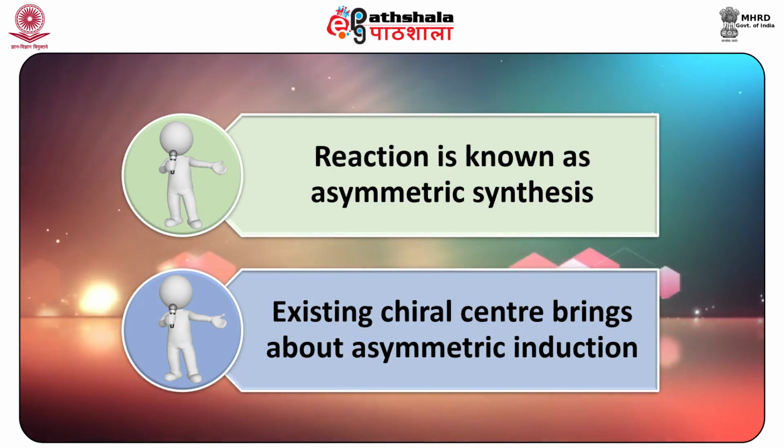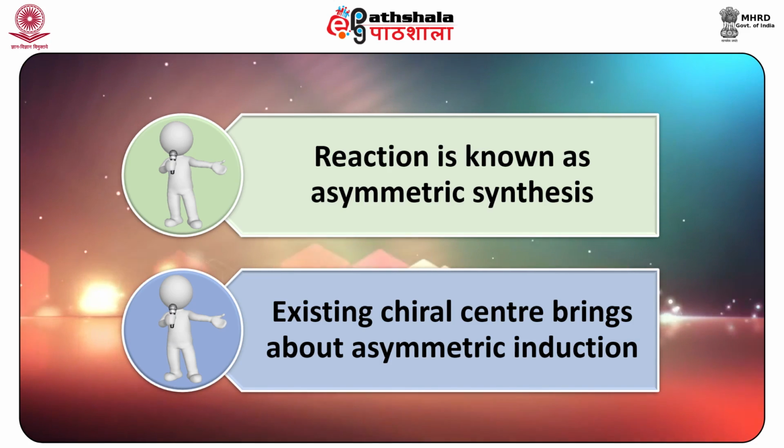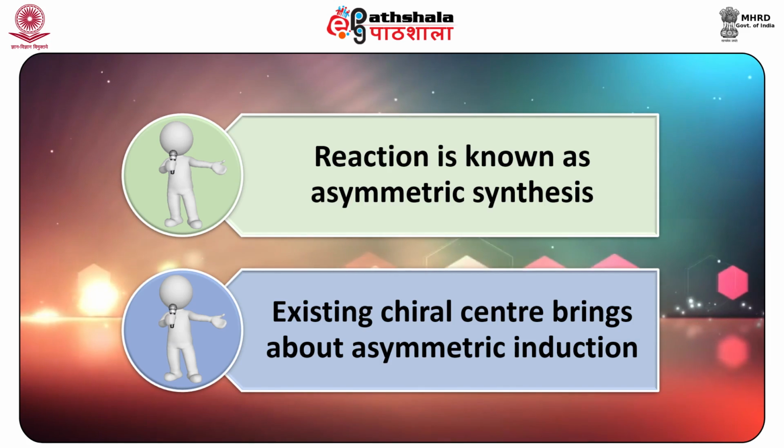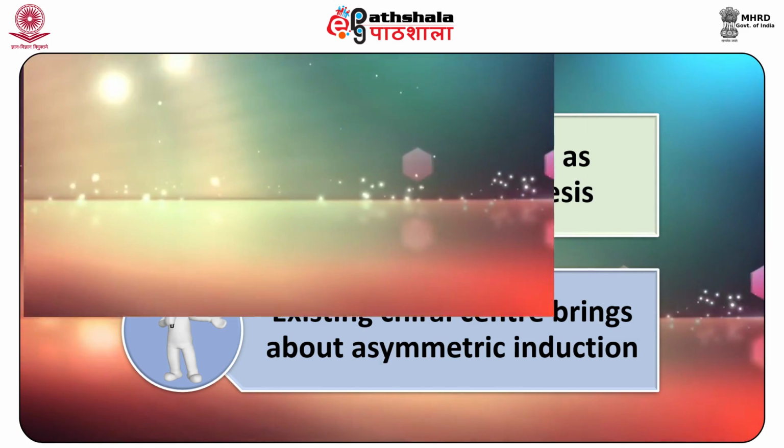When a new chiral center is formed in a molecule which already contains one or more, two diastereomers are formed in unequal amounts. The reaction is known as asymmetric synthesis and the existing chiral center or centers bring about asymmetric induction. Cram's rule and Prelog's rule can be used to predict the relative configuration of the predominant isomer.